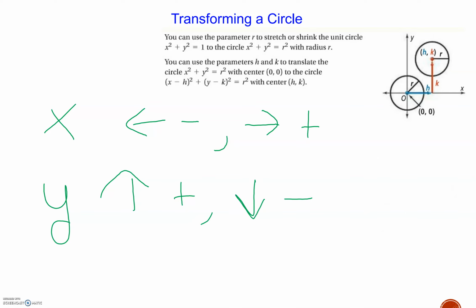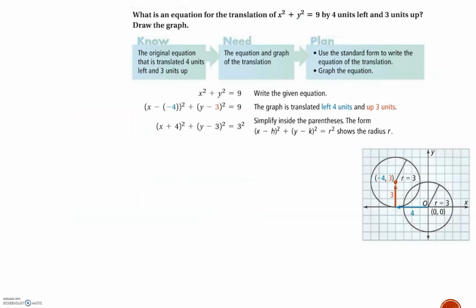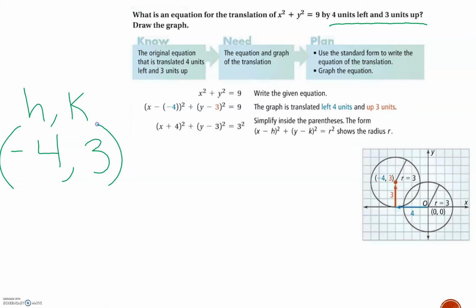So let's look at this for a second. Let's say instead of being given the center, we're told that we're moving 4 units left and 3 units up. Well, 4 units left is like a center of negative 4. 3 units up, that's a positive y value, so we have a positive 3. This would be the new values for h and k, and that's what we can plug into our equation. So x minus negative 4, the quantity squared, plus y minus 3, the quantity squared, equals 9.